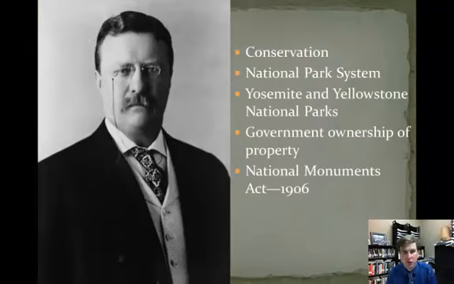Now, conservation was also a big issue for Roosevelt. We had the national park system created. Yosemite and Yellowstone national parks were put into effect during his administration. And essentially what you have is government ownership of property. He signed into law the National Monuments Act of 1906. So the idea was governments would own property, and of course that would protect and preserve or conserve that property.